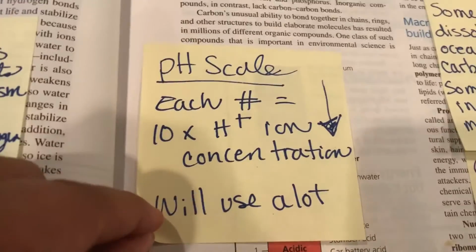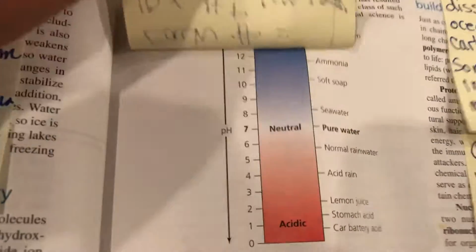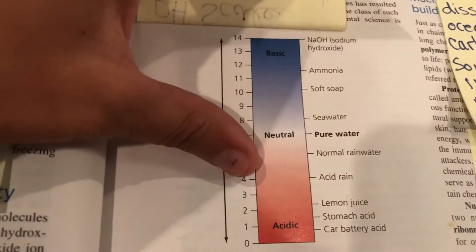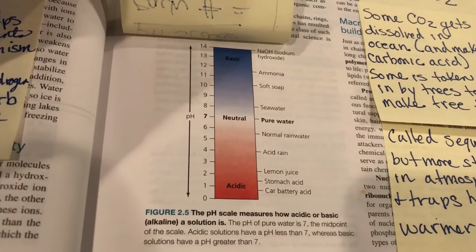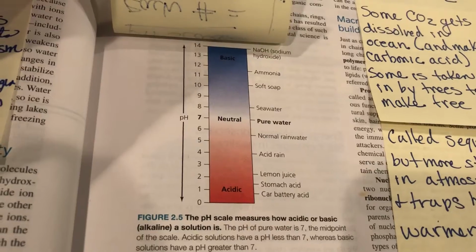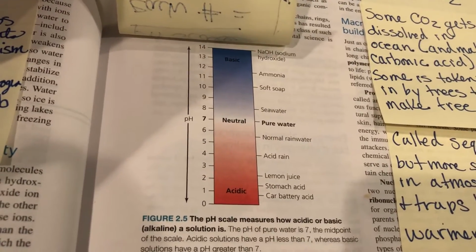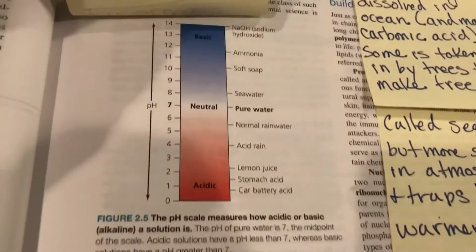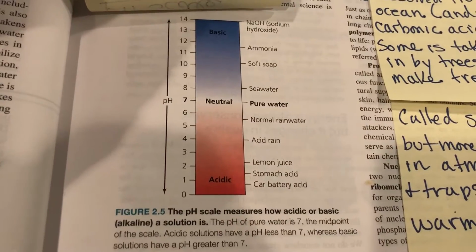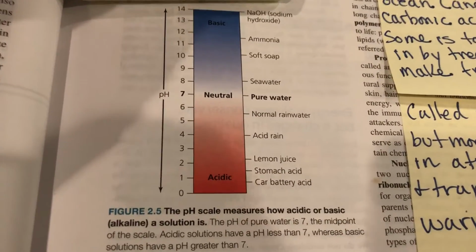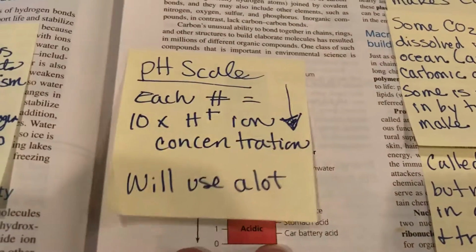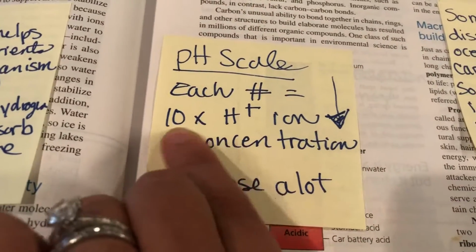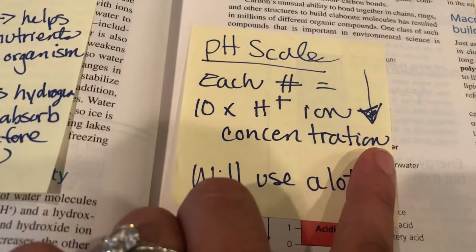Next thing, pH scale. Need to know it. We will be discussing pH a lot when we come into pollution, all right, and water quality and air quality. So make sure you know which one's an acid, which is a base, and examples. So normal rainwater is not neutral. It's actually a little more acidic. Then you can see acid rain and so forth. So those are important. Just make sure that you know that it's 10 times the hydrogen ion.